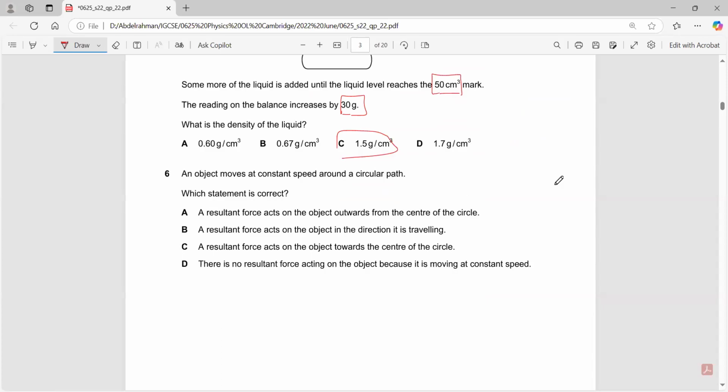An object moves at a constant speed in a circular path. Which statement is correct? Resultant force acts outwards from the center.